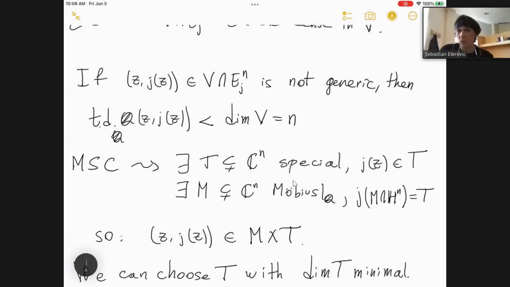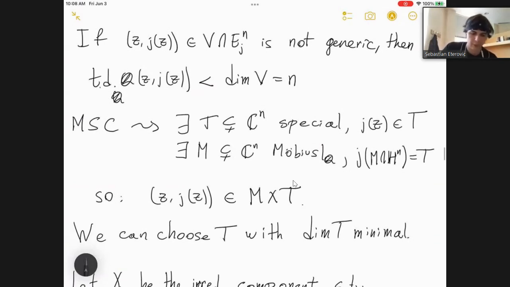Now, there might be more than one T that has this property. There might be more than one special variety that contains J of Z, but among all of them, choose one where the dimension is minimum. And choose the corresponding M for that.